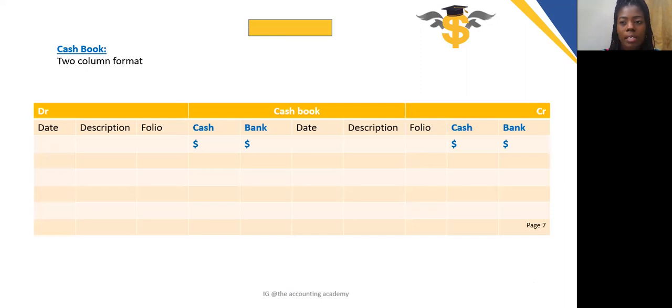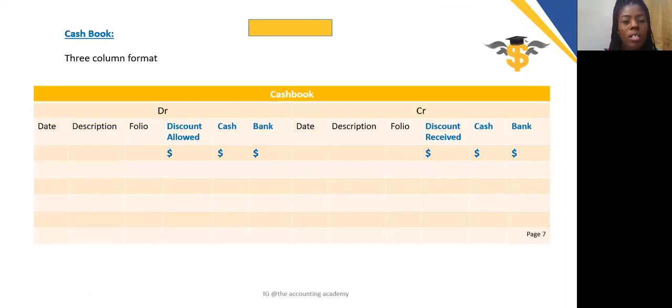So let me show you what that looks like. So this is the two-column cash book. You see, I have cash and I have bank because it records transactions that deal with cash and bank. So you have the two columns for cash and bank on the left hand side, and then you have two columns on the right hand side for cash and bank also.